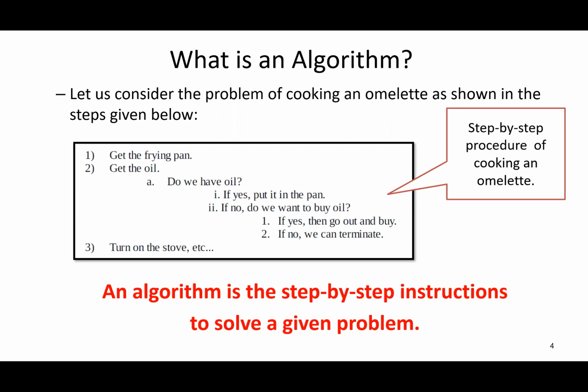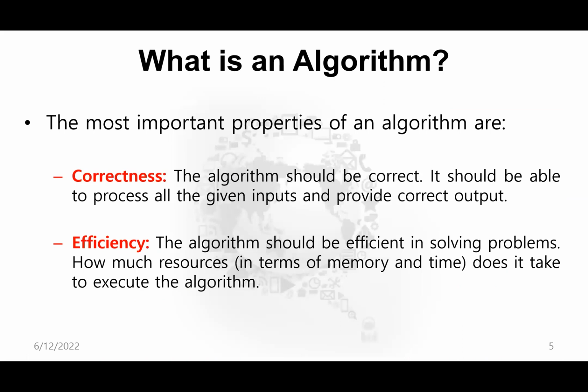Okay, so what are the most important properties in an algorithm? Okay, we have two properties here. The first one is correctness. The algorithm should be correct. This is very important, right? Correctness. Okay, for example, it should be able to process all your given input and provide the correct output. Whenever you input this, the correct output should be this, right? Okay, correctness is a very important property.